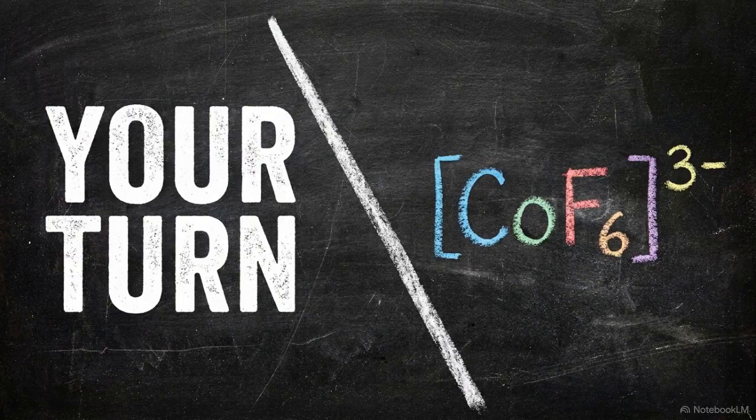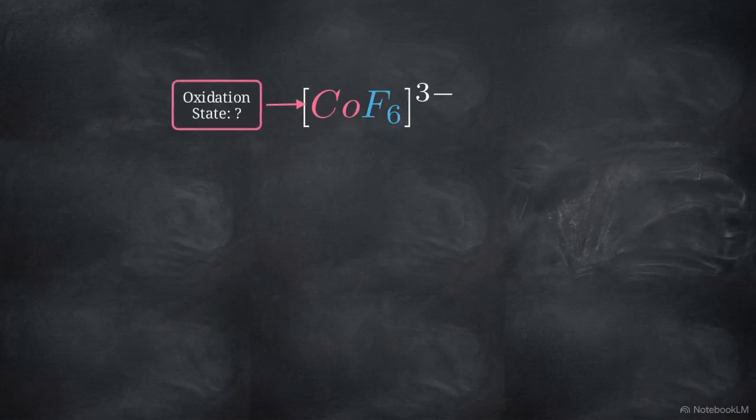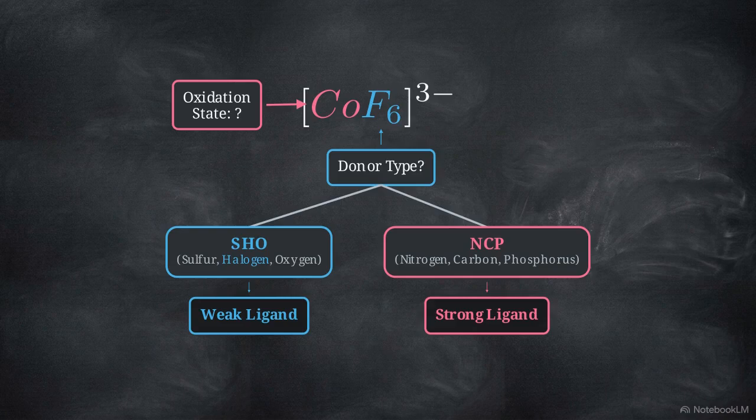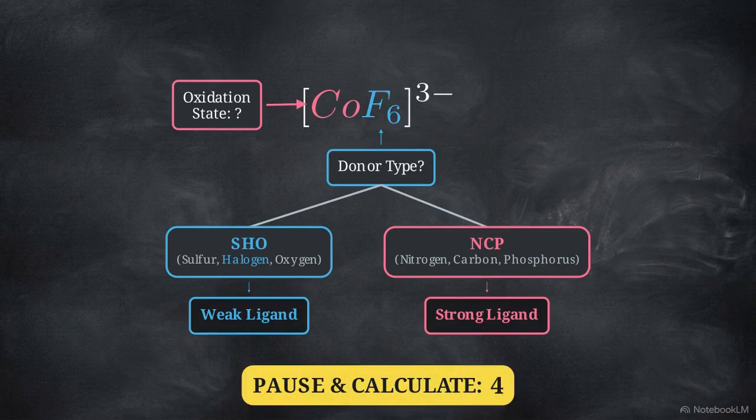Now apply these steps yourself to this cobalt hexafluoride complex. Determine the oxidation state of the central cobalt atom and use the SHO and NCP rules to decide if fluorine is a weak or strong ligand. Pause the video and write down your answer. Actively applying the logic now ensures you can replicate these steps during an exam.